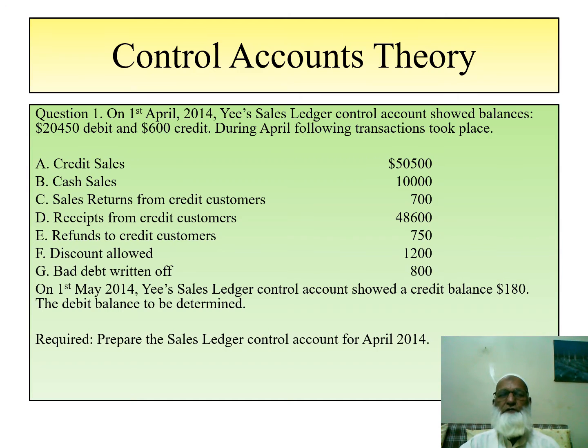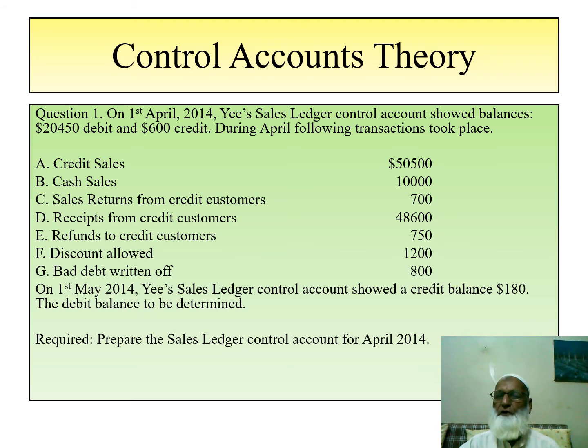This is our first question. On April 1, 2014, Yee's sales ledger control account showed balances of 20,450 debit balance and 600 as the credit balance. During April, the following transactions took place. Credit sales were 50,500, cash sales were 10,000.